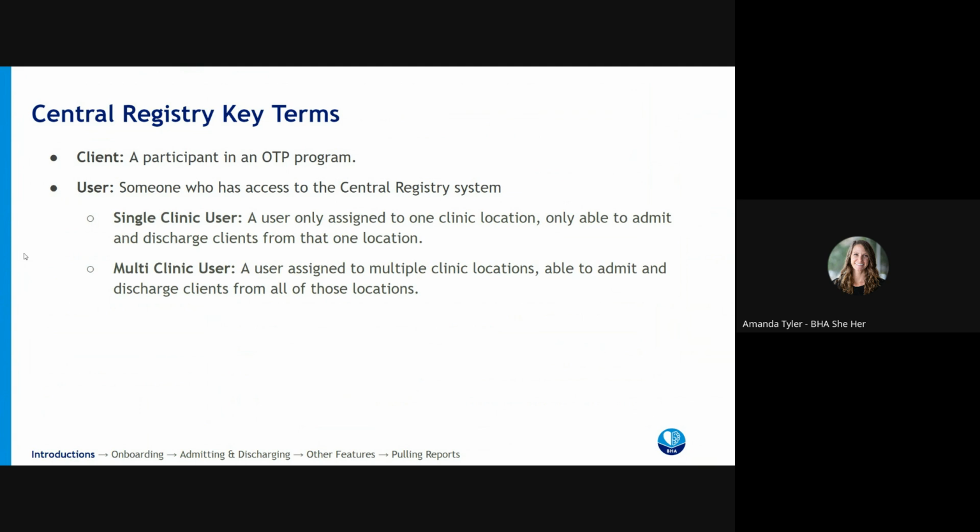Some key terms that I'm going to mention throughout. When I say client, this refers to a participant in an OTP program. When I say user, this is someone who has access to the Central Registry system. There are two different types of users. There's a single clinic user, which is somebody that's only assigned to one clinic location, and a multi-clinic user, which is someone assigned to multiple clinic locations.